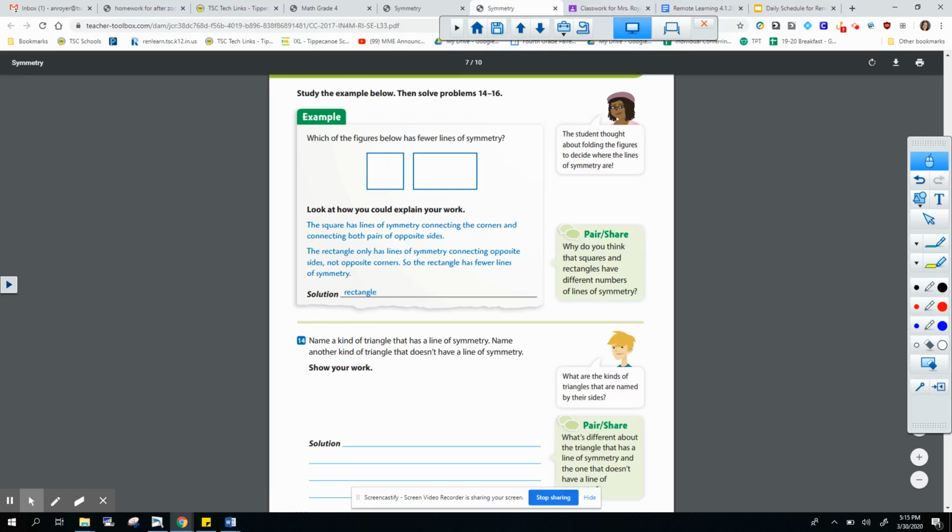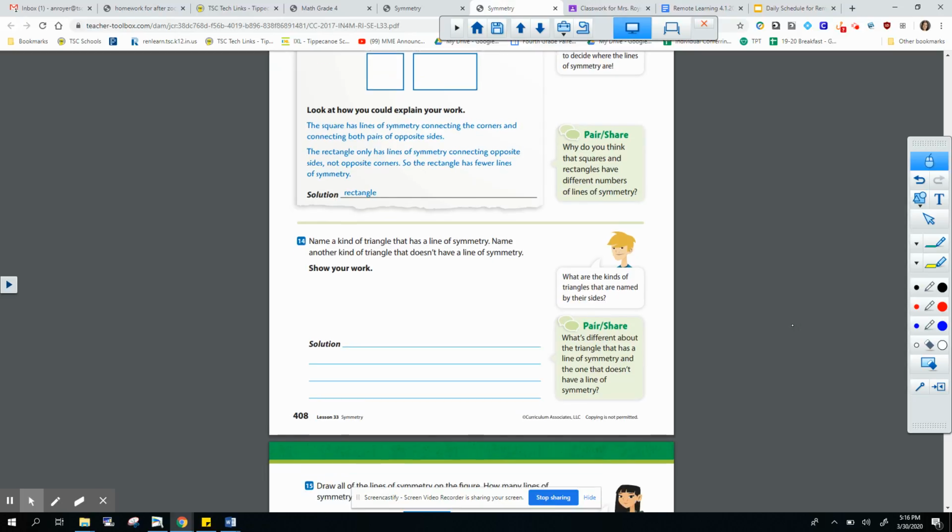So here's an example. It says, which figure below has fewer lines of symmetry? Remember, we also talked about that yesterday. A square has 4 equal sides, so it should have 4 lines of symmetry. And a rectangle does not have equal sides, so it would only have 2 lines of symmetry. So the rectangle would have fewer lines of symmetry.